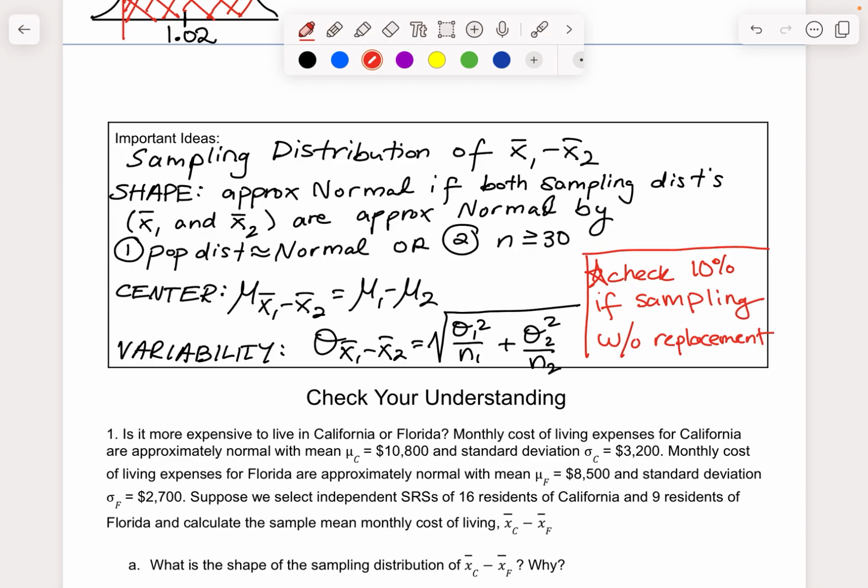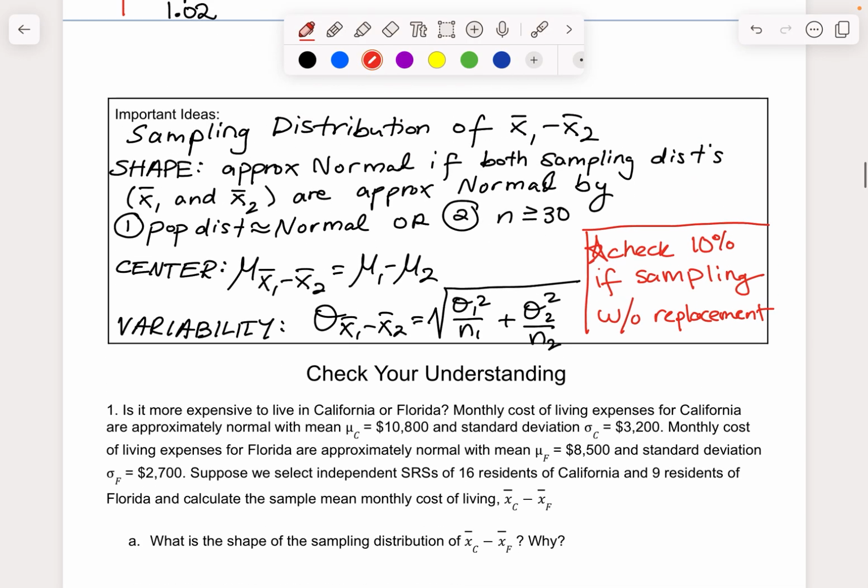All right, that's all I got for now. You are about to try this check your understanding problem right here on page 7. Feel free to leave this video paused for people to finish writing for a moment, and I will see you in the next one.